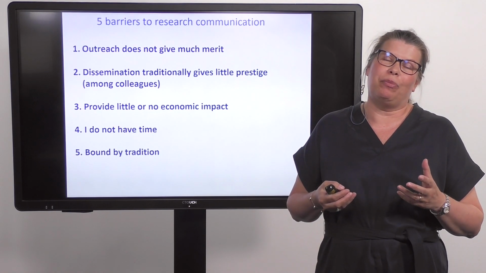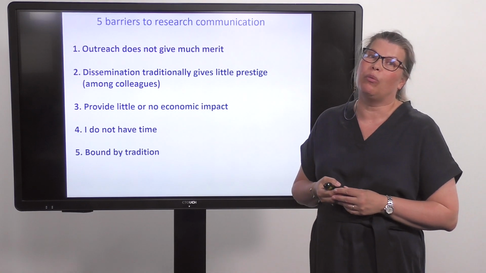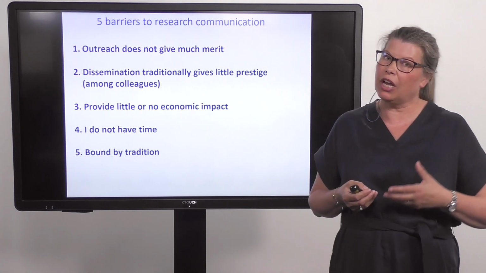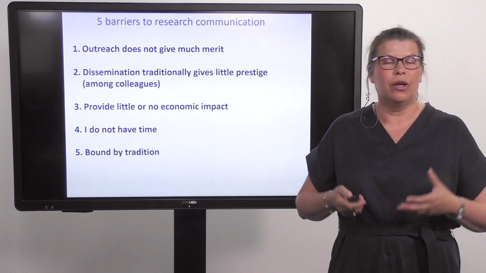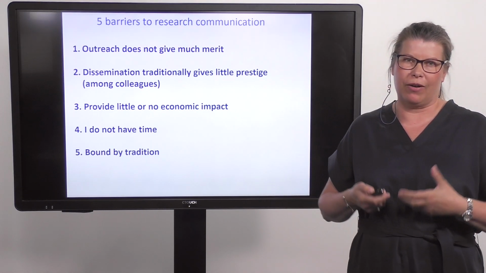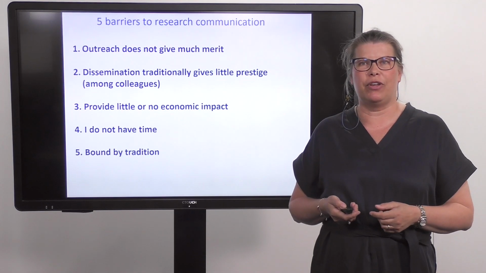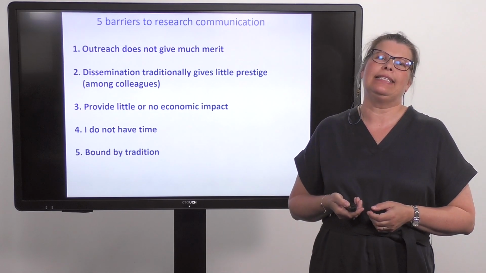But a lot of people at universities are saying, I do not have time. And we are also bound by tradition. It's not traditionally the way scientists work. We're always thinking about this lonely guy in a white lab coat in a corner, at least in my field, in a corner office that doesn't really communicate with society. But this is not how science is anymore.